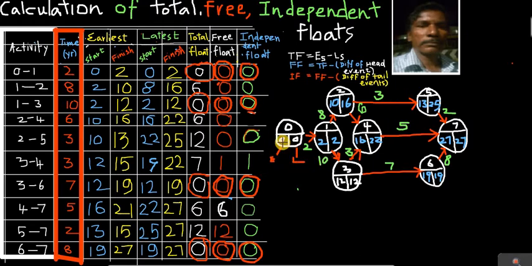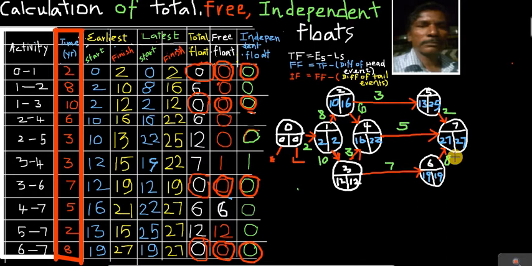0 plus 2, 2 will come here. Then 2 plus 8, 10 will come here. 2 plus 10, 12 will come here. And here there are two arrows ending, so whichever is maximum we have to write as the earliest time. 10 plus 6, 16, and here 12 plus 3, 15, so 16 is the maximum. You write that. Then afterwards 10 plus 3, 13, and here 12 plus 7, 19, 12 plus 5, 17.